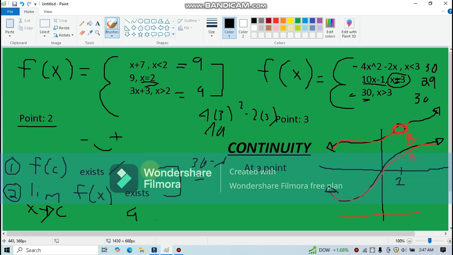Remember the third statement? Both f of c and the limit as x approaches c must be equal. Since this is 29 and this is 30, they are not equal. So therefore, at point 3, it is not continuous. So that means this piecewise function is continuous and this piecewise function is not continuous.